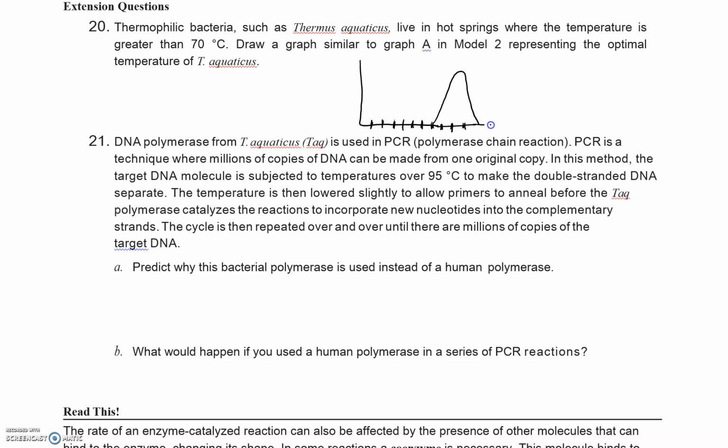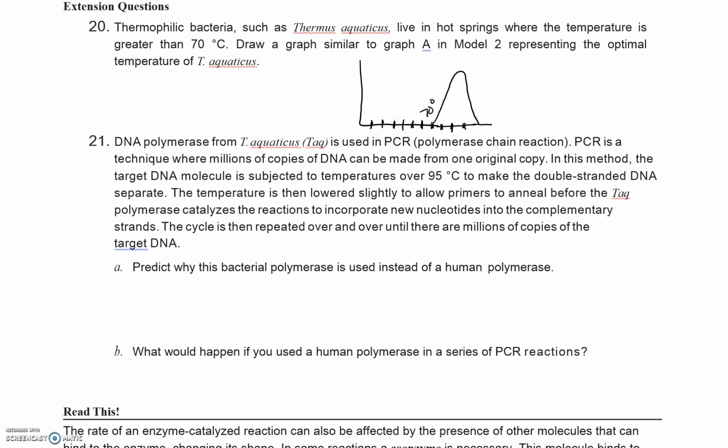So our graph is going to be something like that, where this is 70 degrees. If the temperature in that hot spring is always greater than 70, that means our enzyme will not work below that. So that's what that graph would look like for the rate of the reaction.